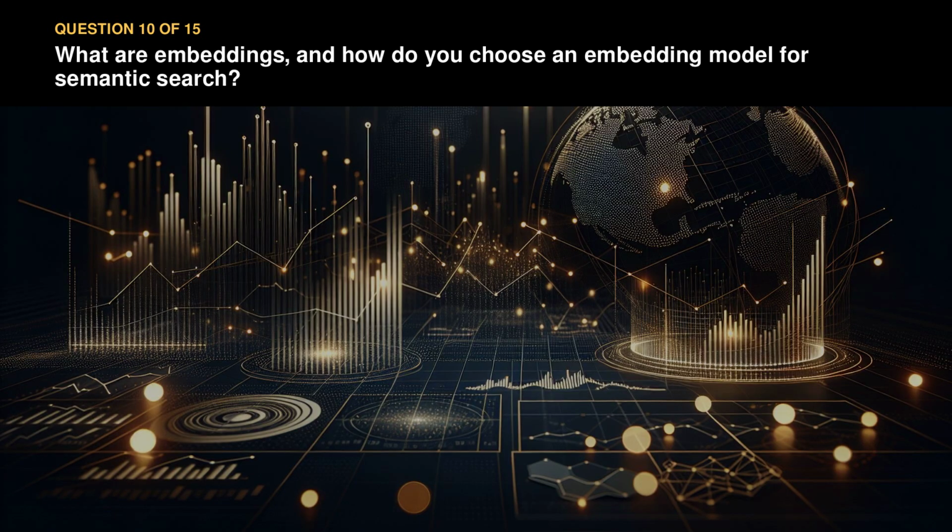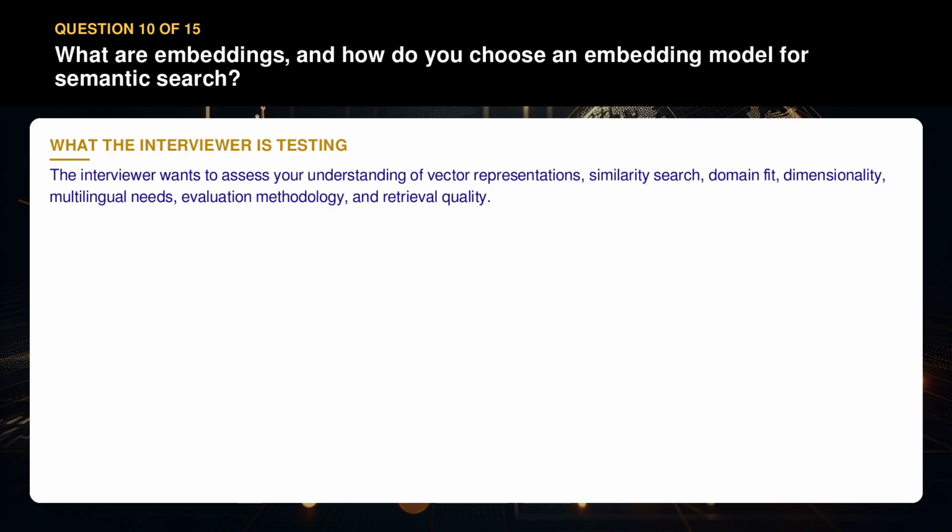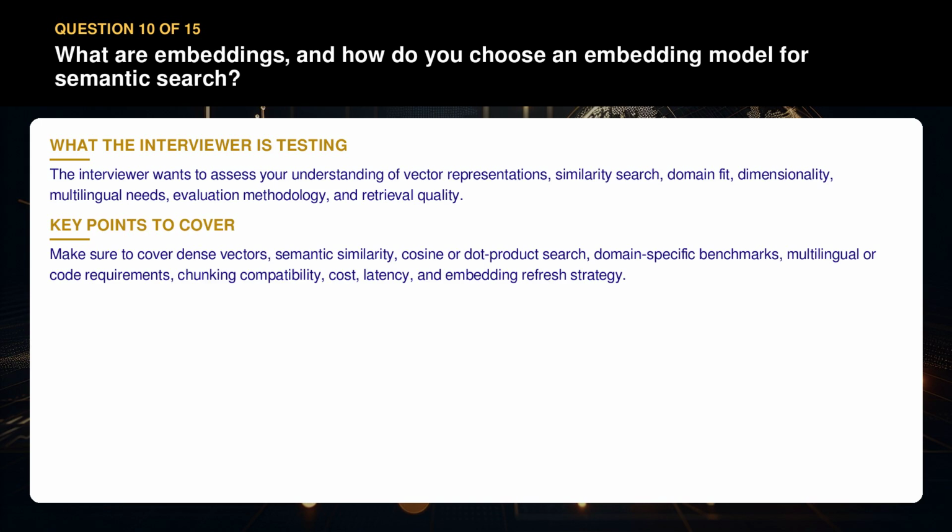Question 10. What are embeddings, and how do you choose an embedding model for semantic search? The interviewer wants to assess your understanding of vector representations, similarity search, domain fit, dimensionality, multilingual needs, evaluation methodology, and retrieval quality. Make sure to cover dense vectors, semantic similarity, cosine or dot product search, domain-specific benchmarks, multilingual or code requirements, chunking compatibility, cost, latency, and embedding refresh strategy.